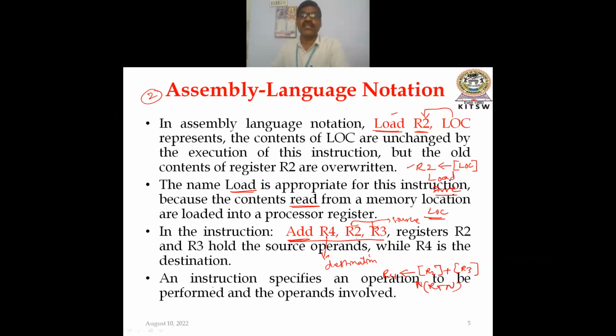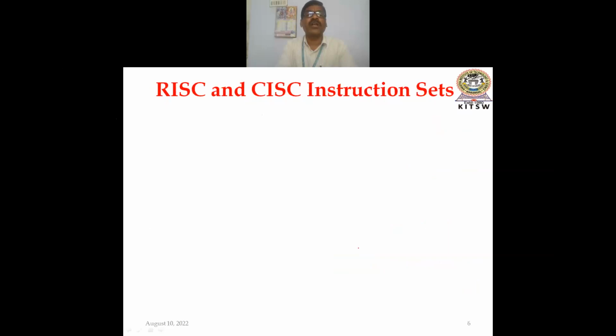An instruction always specifies an operation to be performed, and what operands are involved in that particular operation. So this is an example of an assembly language instruction, and this is an example of a register transfer notation instruction. The instruction always specifies what operation the processor has to do and which operands that operation is performed on. Fine.